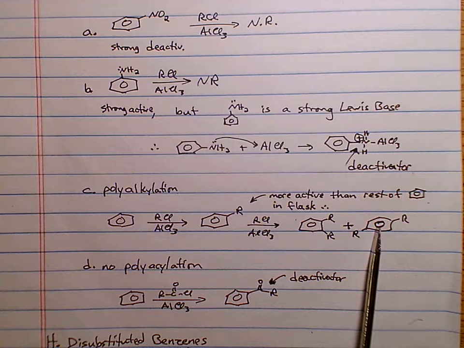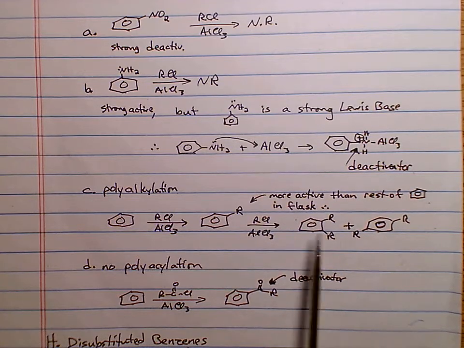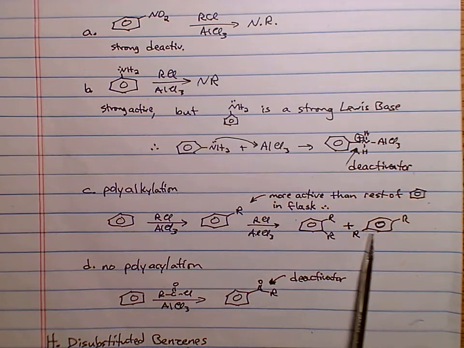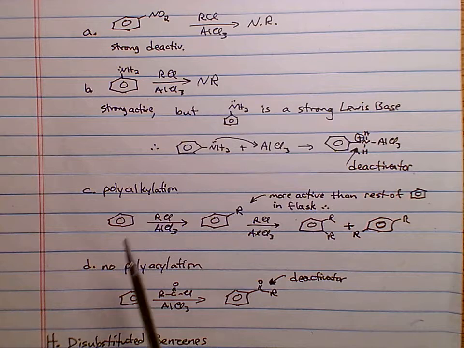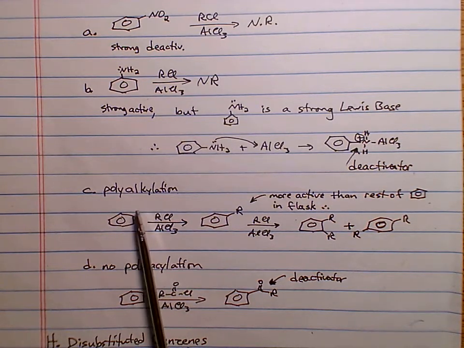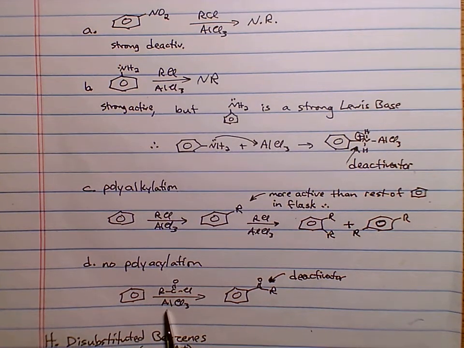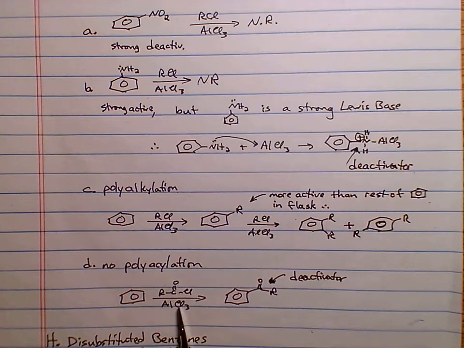And truthfully, these two now have 2 activating groups on there, so they'll start adding a third R group. They'll try to do that. So because of polyalkylation, regular old Friedel-Crafts is not the easiest reaction to carry out and get the product you want. So how do you get the product you want? What if you wanted to only put 1 methyl group or 1 ethyl group on there? Well, instead of doing a Friedel-Crafts alkylation, you'll do a Friedel-Crafts acylation.